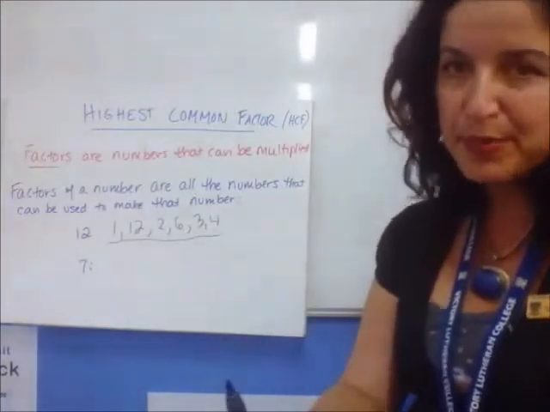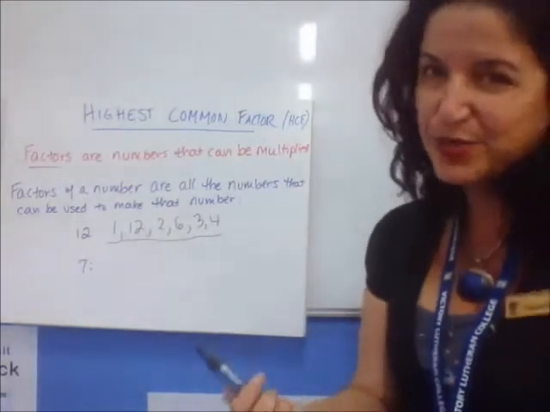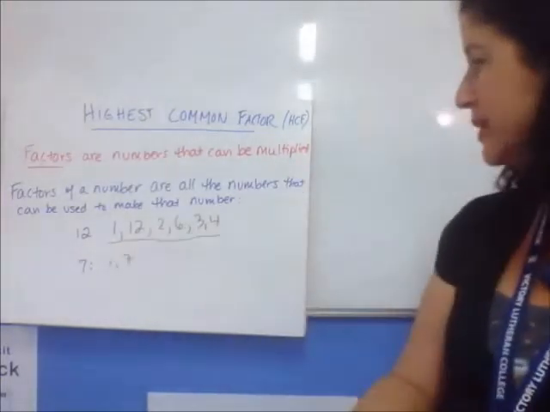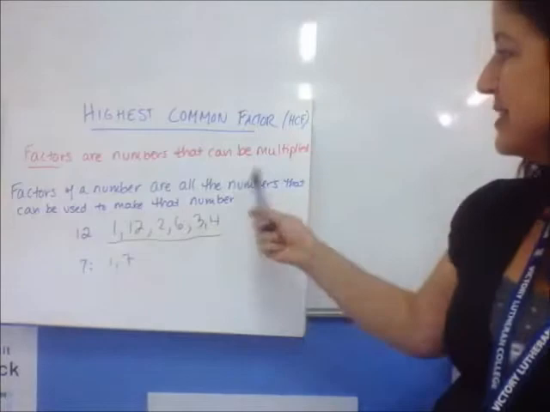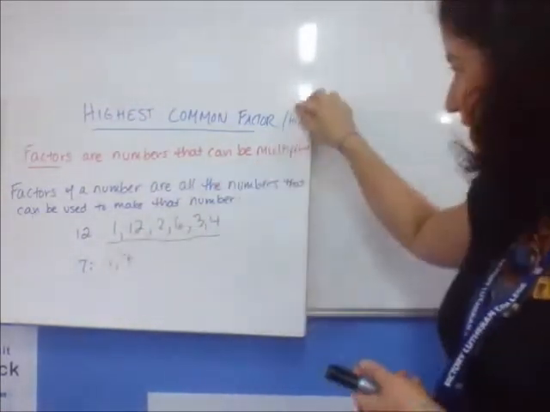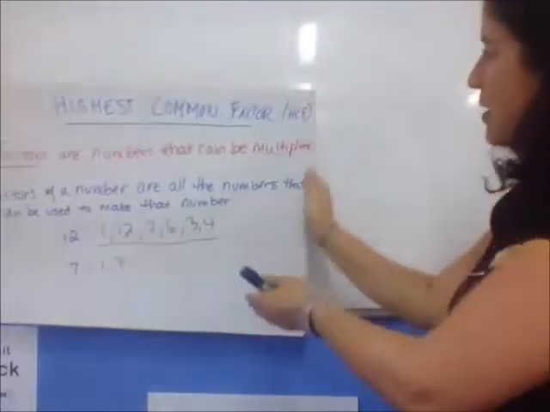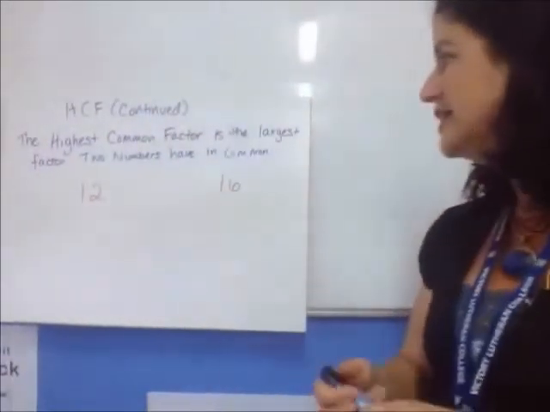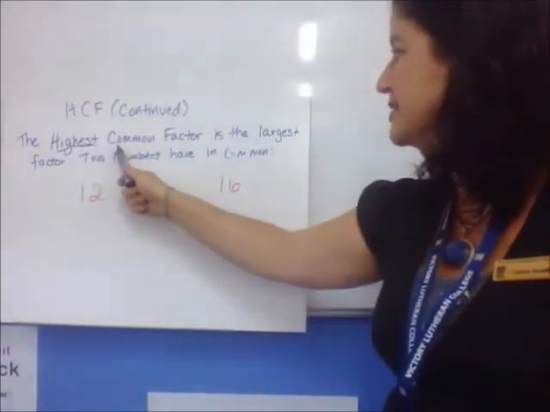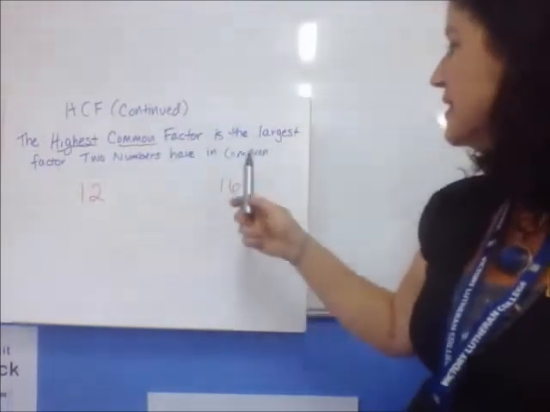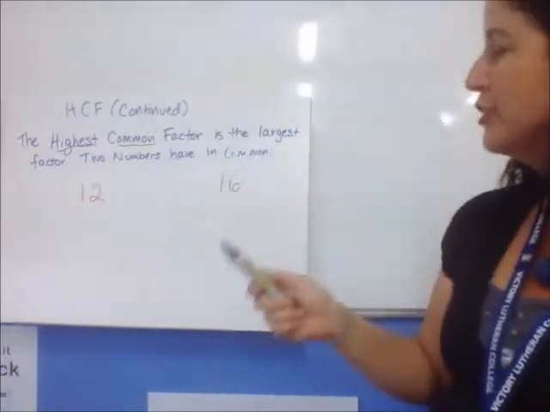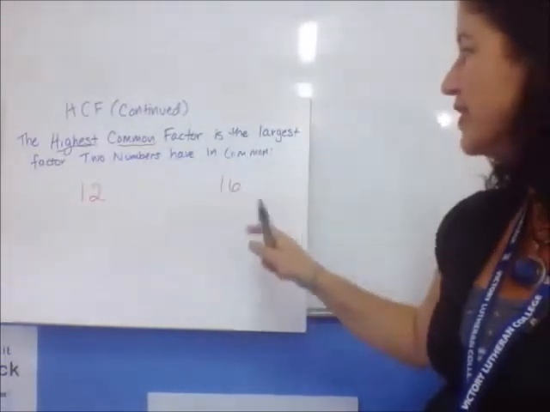Okay, let's look at a prime number, 7. Now 7 doesn't really have any other factors, just 1 and itself. That's what makes it a prime number. So in this instance, we're looking at not much in common in terms of factors. We'll come to what a highest common factor is. It's just like it sounds, highest as in largest, common as in things they have in common, and factor. So the highest common factor, you see it all the time, is HCF. It's the largest factor that two numbers have in common.